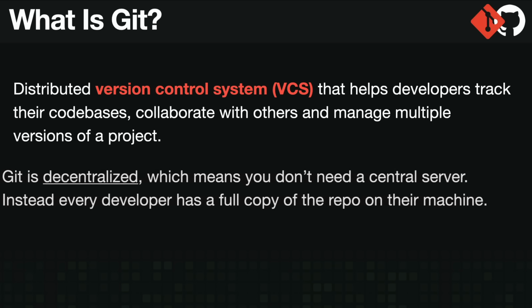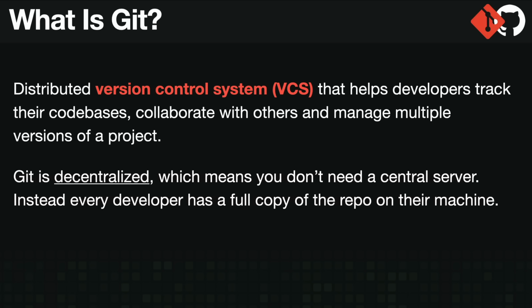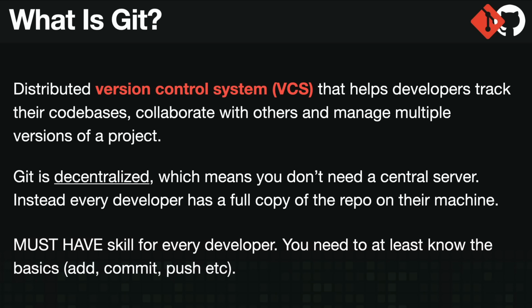Now, unlike other version control systems, some of the older ones, Git is decentralized, meaning that you don't need a central server to use it. Instead, every developer has a full copy of the repository on their local machine. And a repository you can think of as like a digital filing cabinet that stores all your files and all the changes that you've made. So it's kind of like a time machine for your code, and you can roll back to certain versions when you need to. So version control is a must-have skill for any developer.